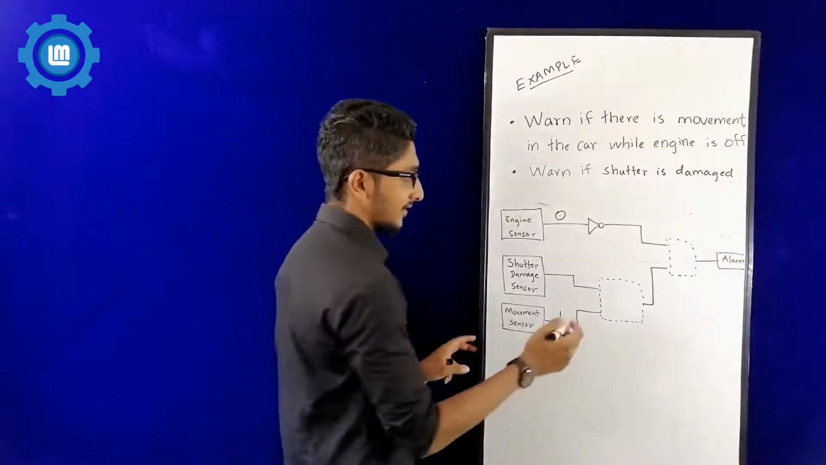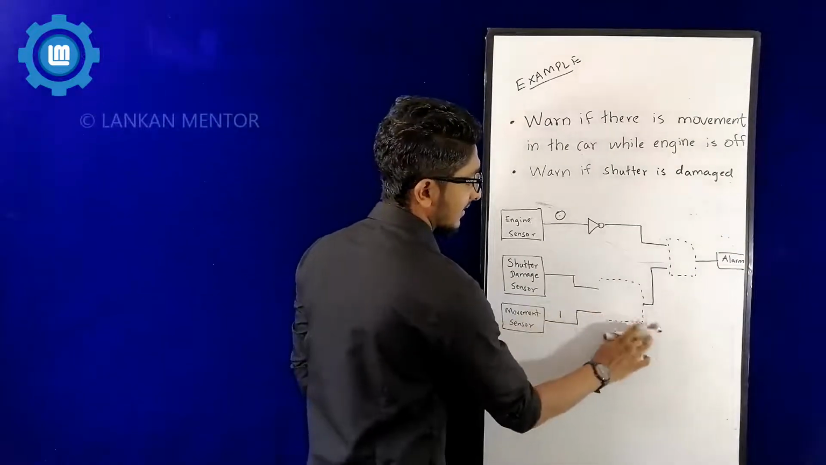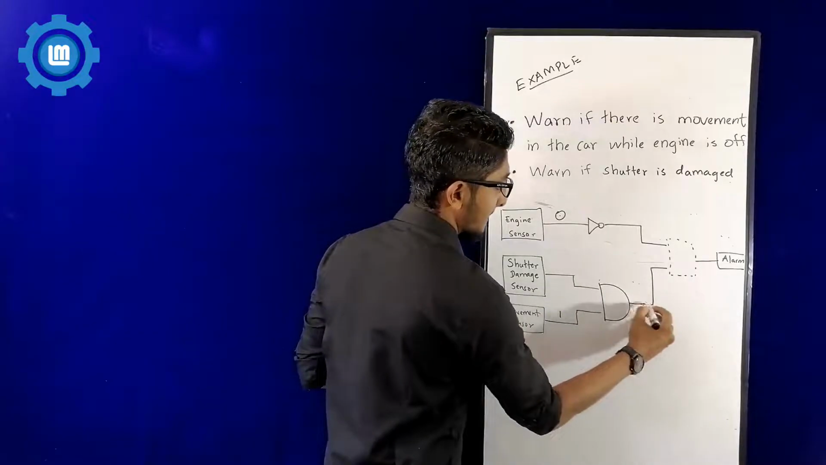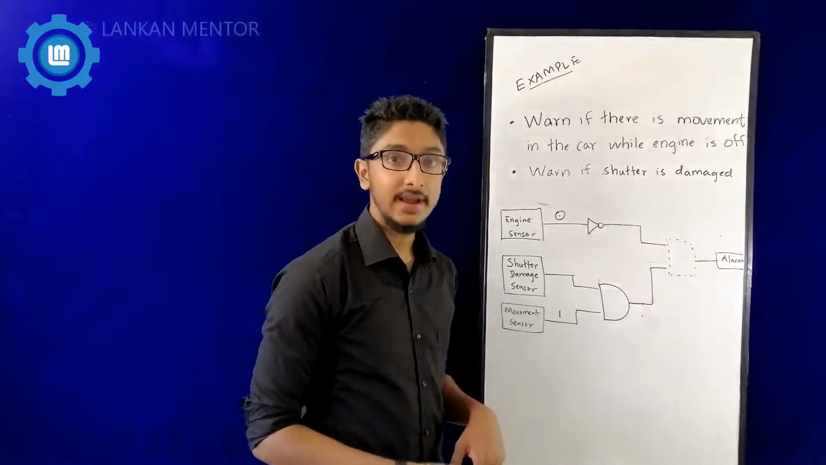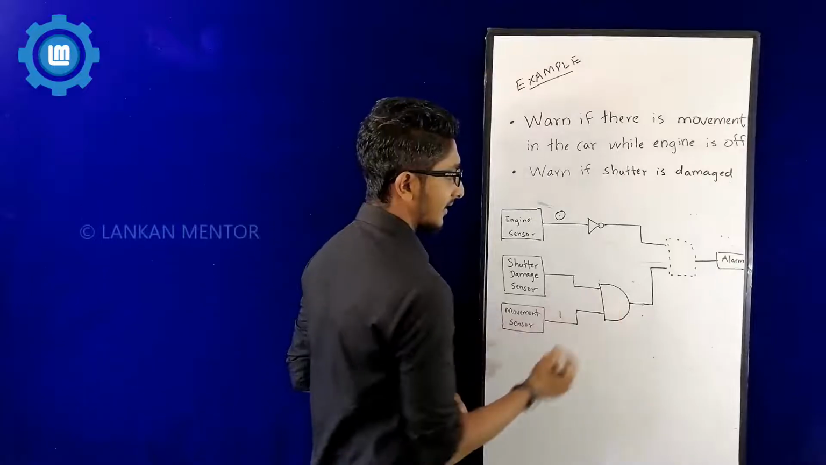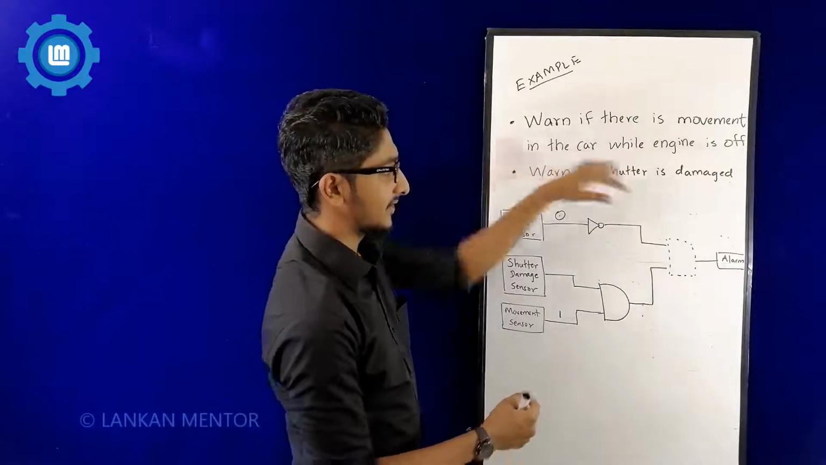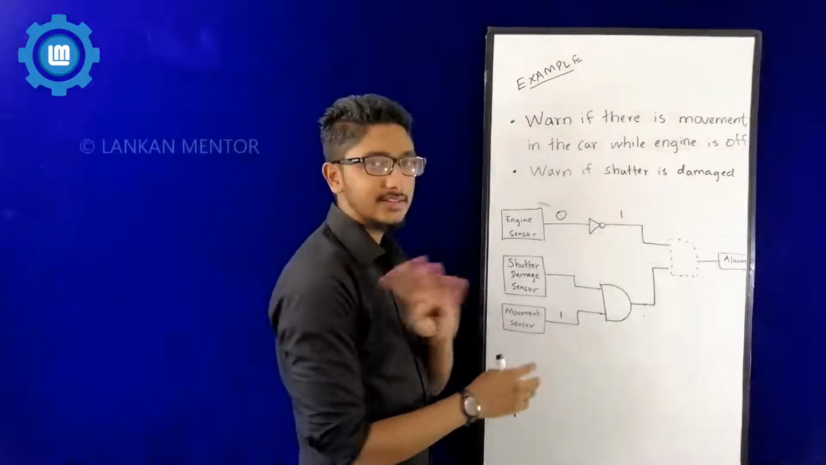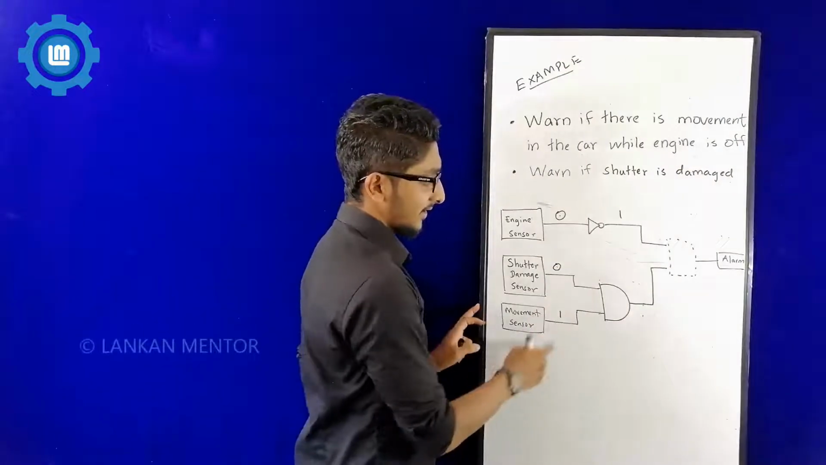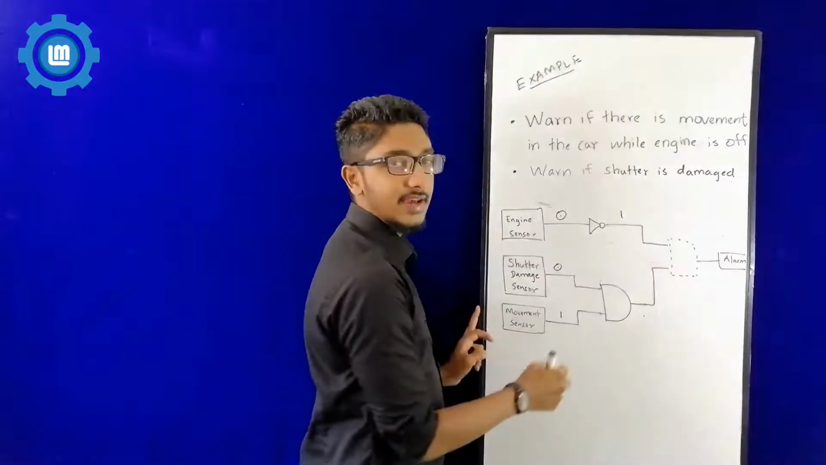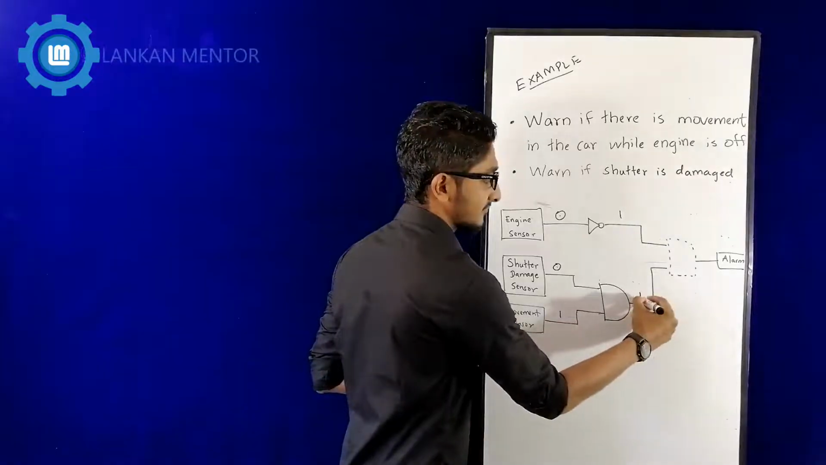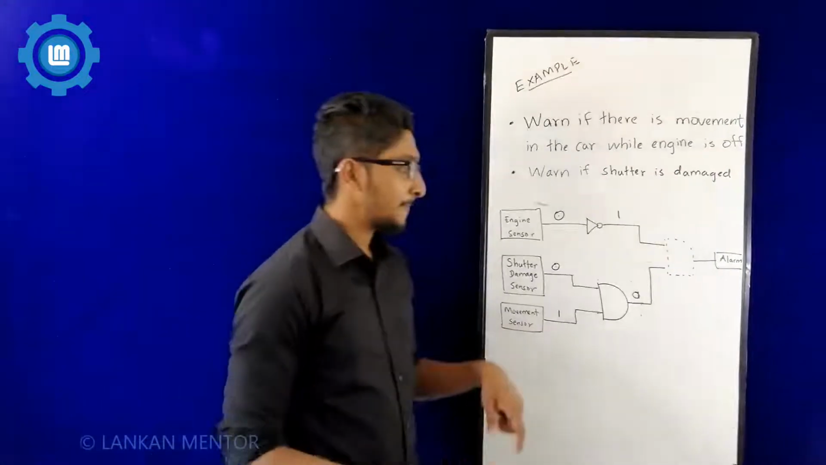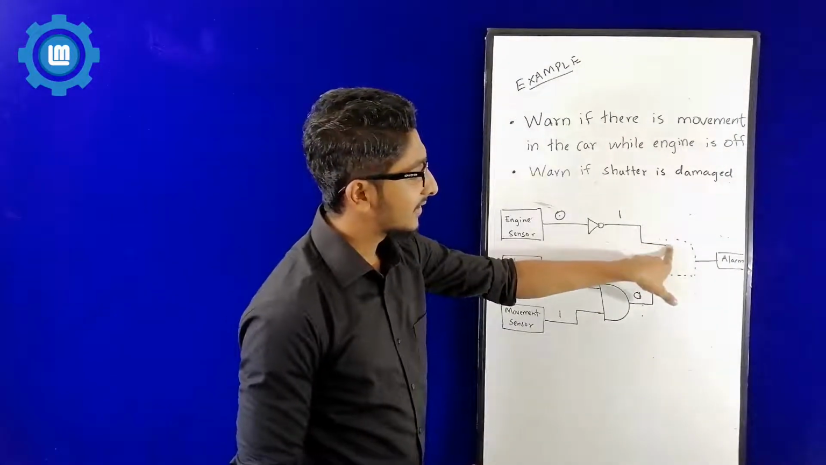Now, randomly, I'll select an AND gate for this. First, we'll try with an AND gate, right? Now, this 0 coming out of this is 1, okay? And the movement sensor is 1, shutter damage, no shutter damage, so it is 0. Then 0 and 1 out of the AND gate is 0 into 1, sorry, 0. 0 into 1 is 0. Now then you have another gate.